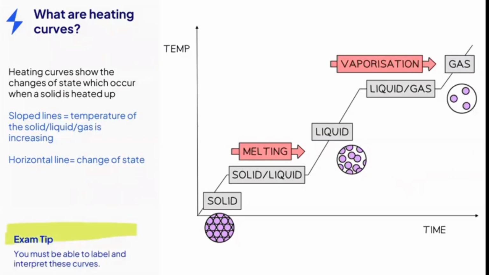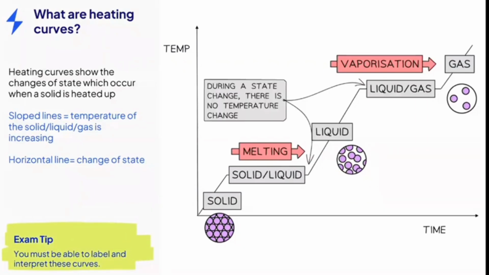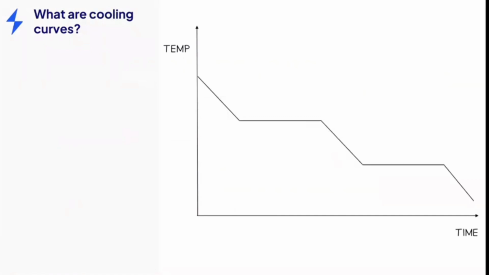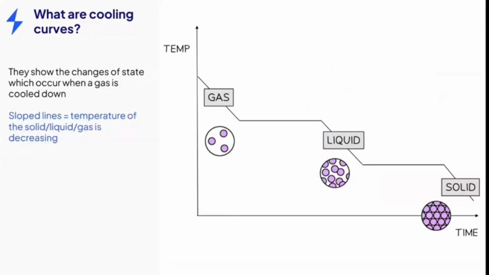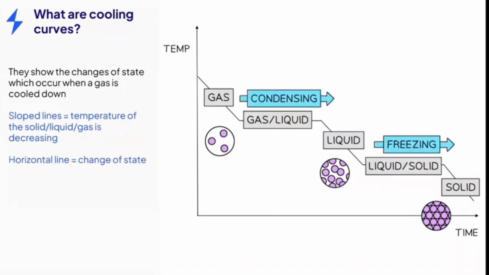It is important that you are able to interpret these curves and identify what change of state is happening at different points. Remember, during a change of state, there is no change in temperature. A cooling curve just shows the opposite and shows the changes of state which occur when a gas is cooled down. The slope lines show how the temperature of the solid, liquid and gas decrease, and the horizontal lines represent the changes of state, condensing and freezing. A cooling curve is just a mirror image of a heating curve.